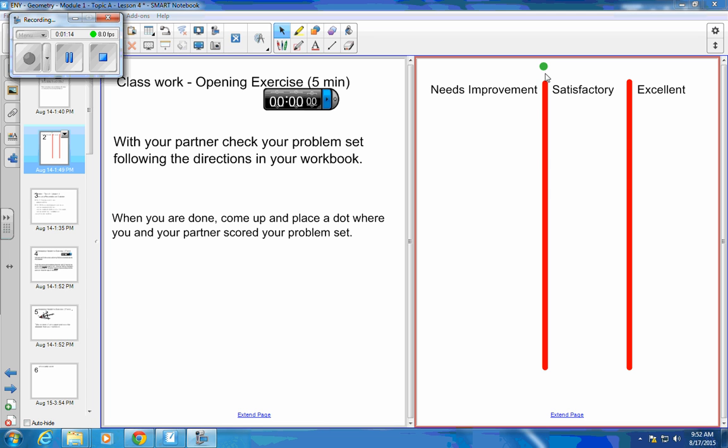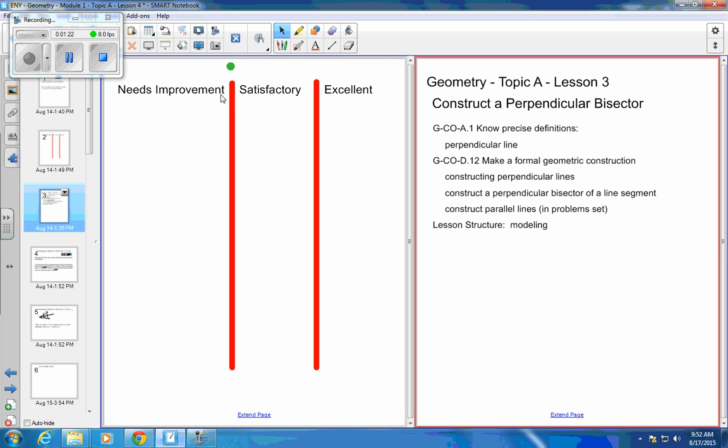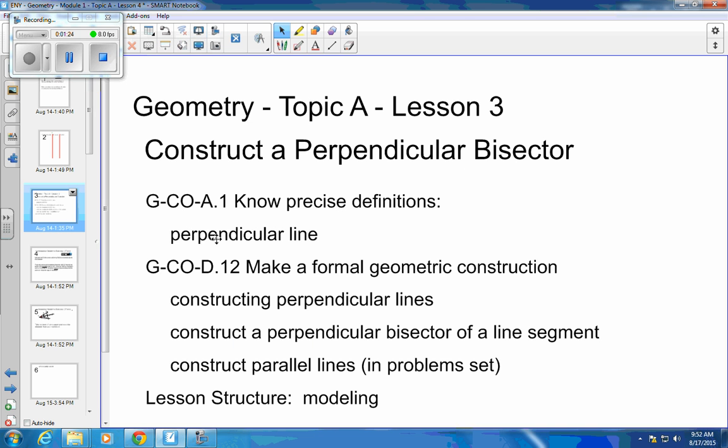Then we took a moment, everyone put a dot up here to show where the class ended up, to know if we needed some more work on this or if we're just kind of getting it. So the rest of the lesson is going to focus on perpendicular lines, constructing perpendicular lines, constructing the perpendicular bisector of a line, and constructing parallel lines as a problem in the problem set, and we're going to do this by modeling.